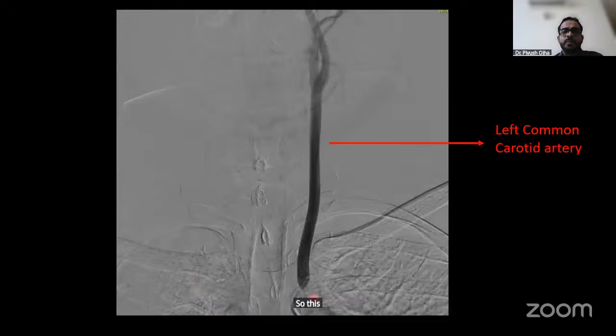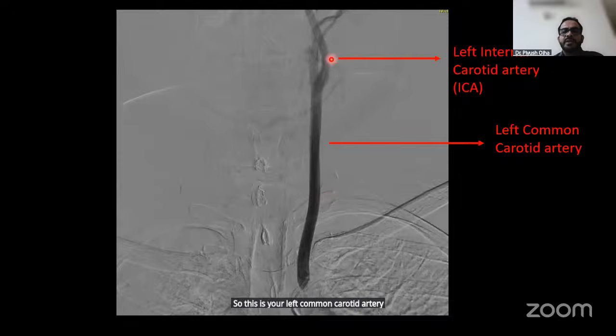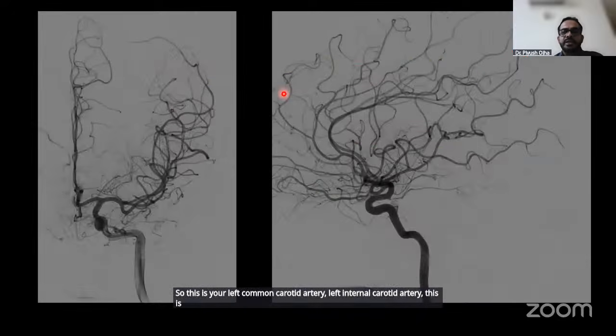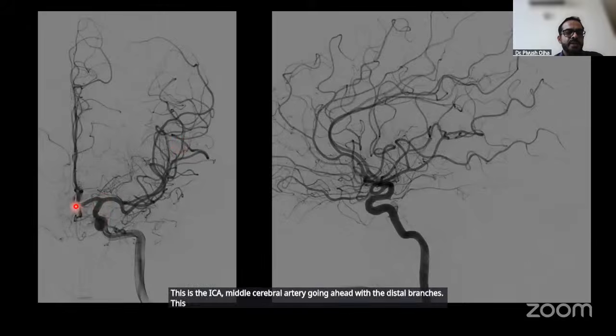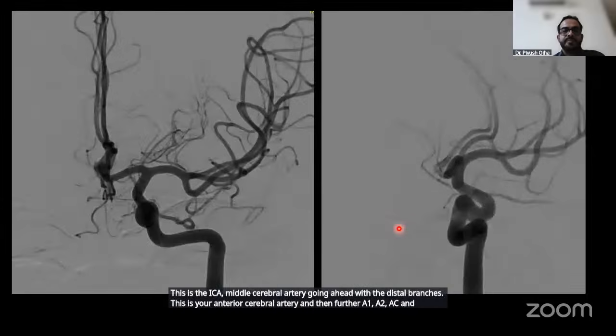So this is your left common carotid artery, left internal carotid artery. This is your left external carotid artery. And again, similar kind of runs. This is your ICA, middle cerebral artery, going ahead with the distal branches. This is your anterior cerebral artery, and then further the A1, A2, and A3 ACA segments.